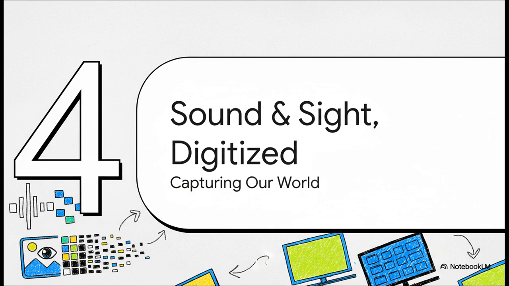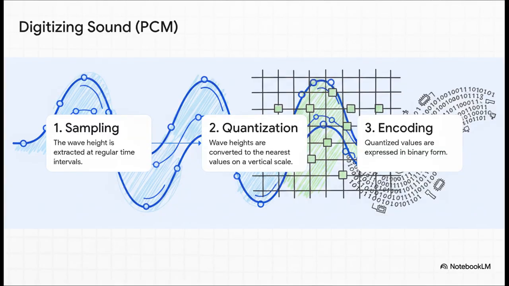Okay, so text is one thing, but what about the really complicated stuff? How do we use nothing but zeros and ones to capture the nuance of a beautiful sound wave, or all the vibrant colors in a photograph? For sound, the main process is called Pulse Code Modulation. Now, that sounds super technical, but it's really just 3 simple steps.